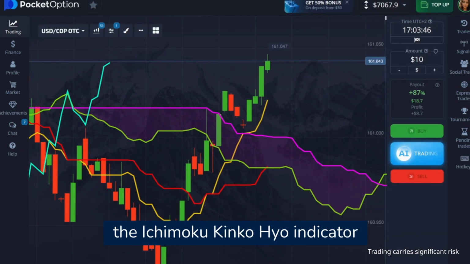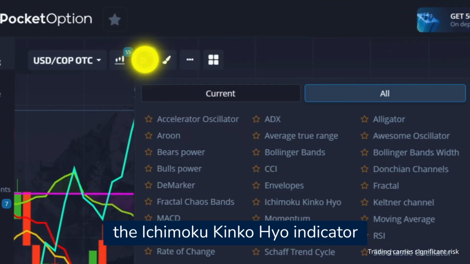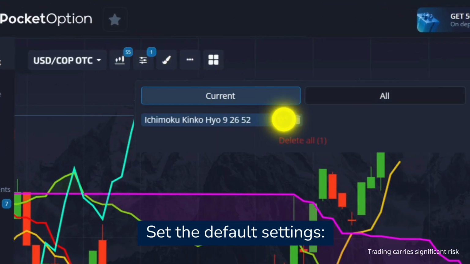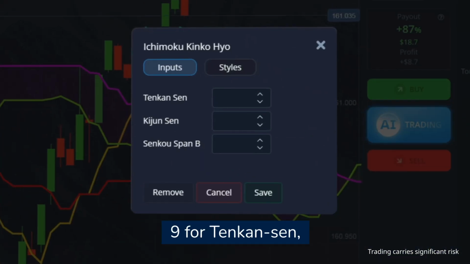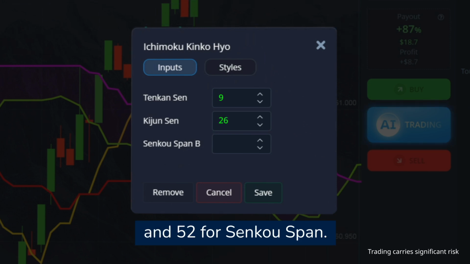How to set up the Ichimoku Kinko Hyo indicator for quick trades. Set the default settings: 9 for Tenkan-sen, 26 for Kijun-sen, and 52 for Senkou Span.